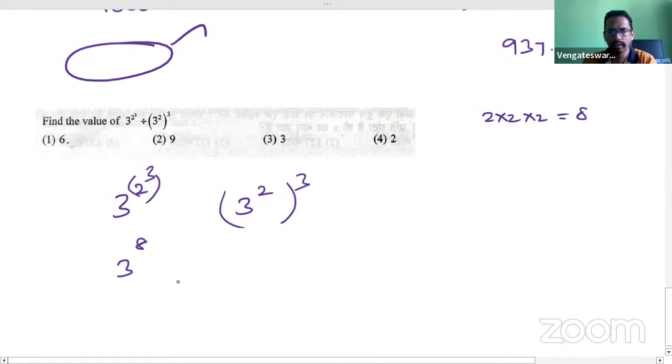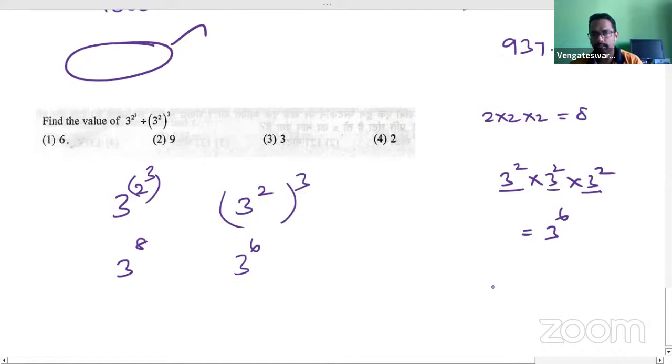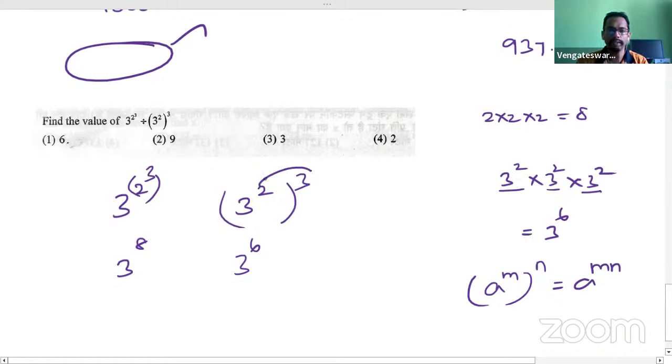Whereas here I have 3 power 2 the whole power 3. This is like 3 power 2 into 3 power 2 into 3 power 2. 3 square is raised 3 times, so I'm supposed to multiply 3 square 3 times. This is the same as 3 power 2, 3 power 2, 3 power 2, same as 3 power 6. So this is 3 power 6. We have an axiom saying a power m the whole power n is equal to a power mn. So 3 power 2, the whole power 3, means I can directly multiply the powers. 2 3s are 6. This is what we get.